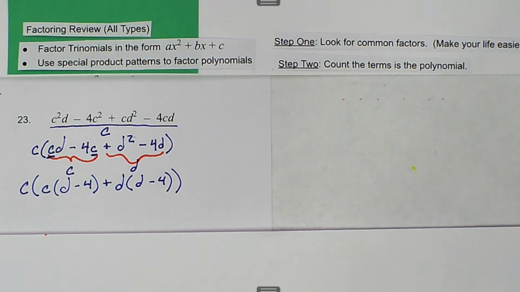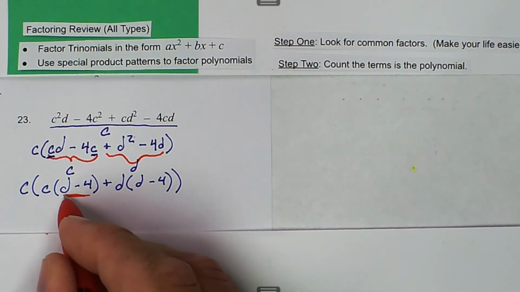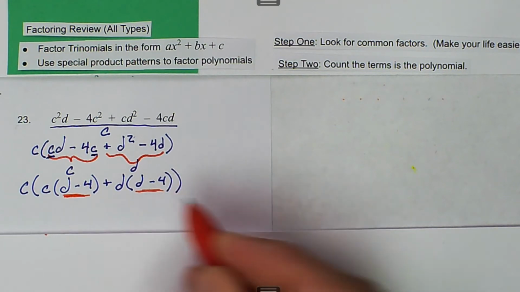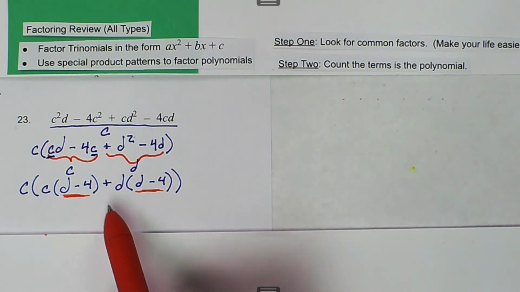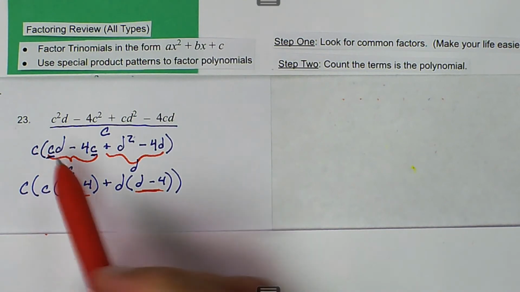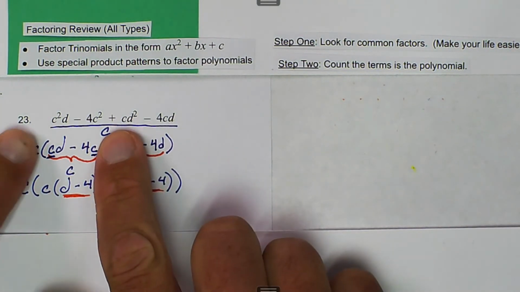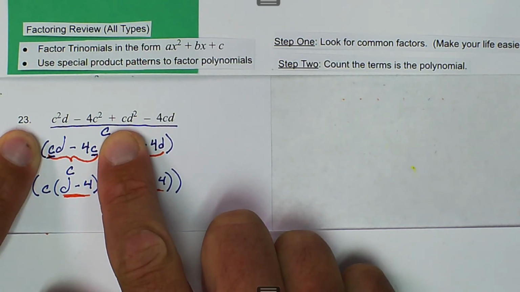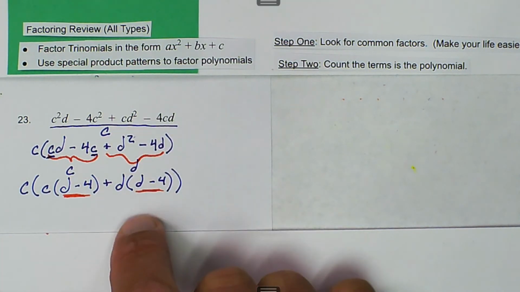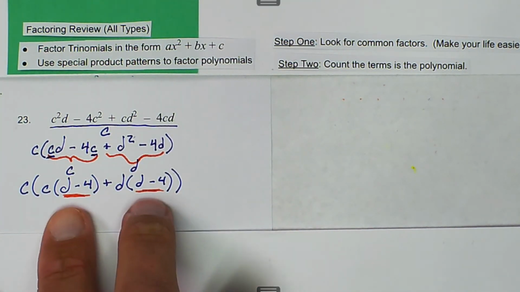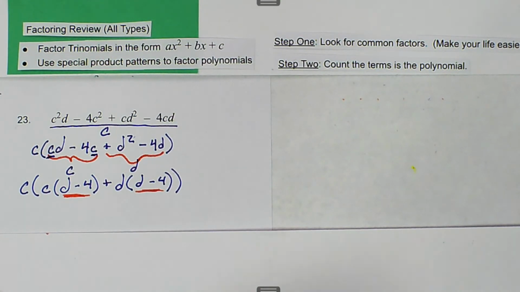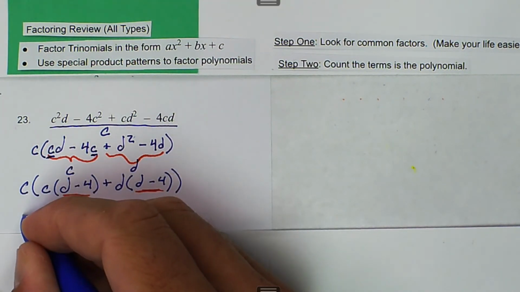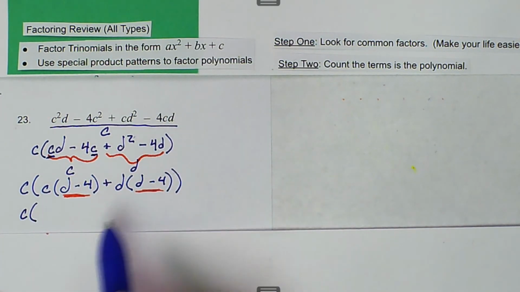Now hopefully we notice at this point that we have a d minus 4 and a d minus 4. Those are common. So right here, if we look up here, we have two terms. We have cd minus 4c. We notice that there's a c in common, so we pulled the c out front and then rewrote what was left. This is the exact same thing except for pulling out a binomial. So our c constant comes out front because that has always been there.